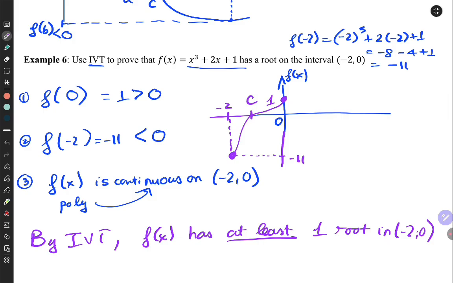Final touch. Why do I say at least? You can fluctuate up and down. Technically, it could happen like this. It could happen like that. But for sure, at least one.